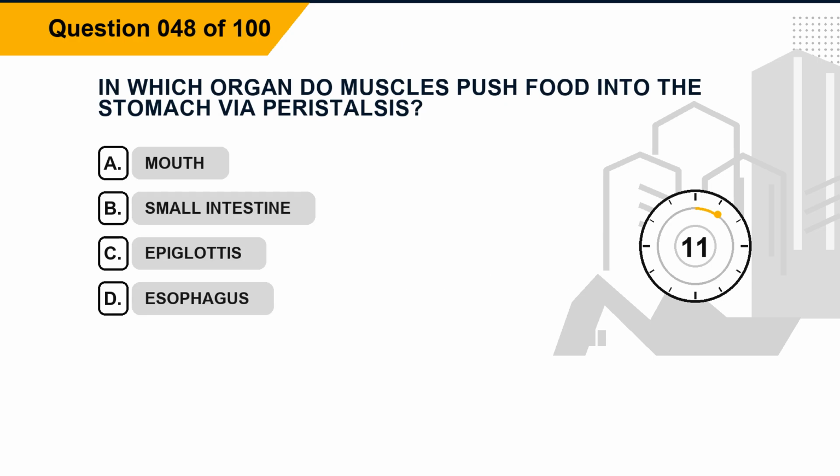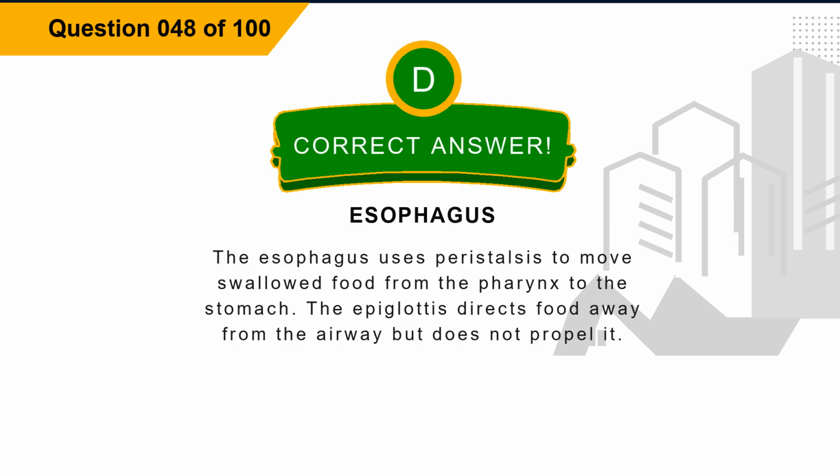Question 48. In which organ do muscles push food into the stomach via peristalsis? Option A, mouth. Option B, small intestine. Option C, epiglottis. Option D, esophagus. The correct answer is option D, esophagus.